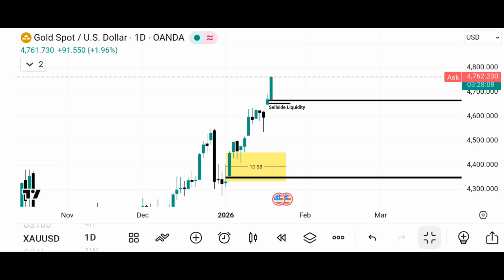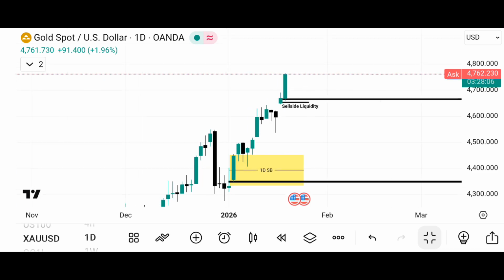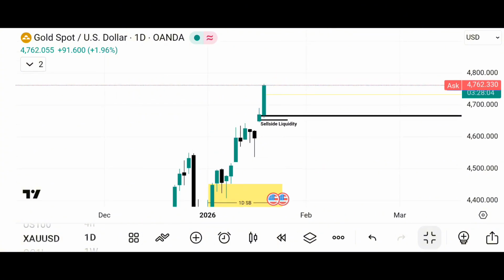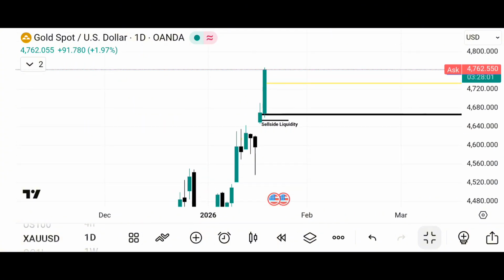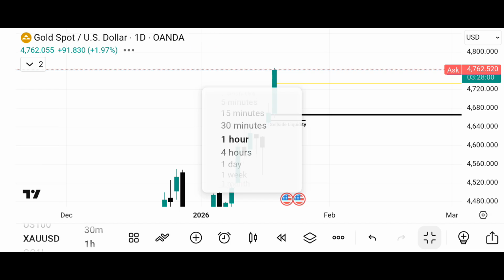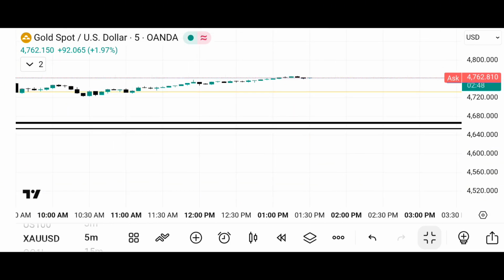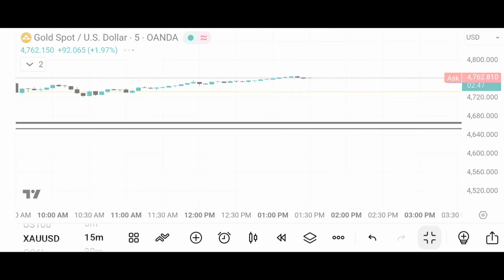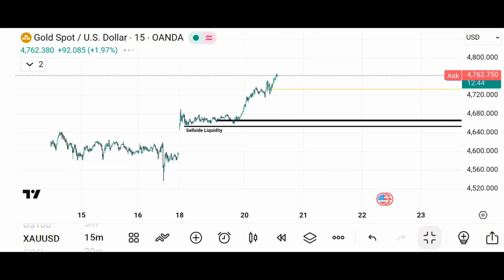Okay, so we'll be talking on the ICT 2022 model. That's what the backtest is based on. And let's go to the 15-minute time frame.